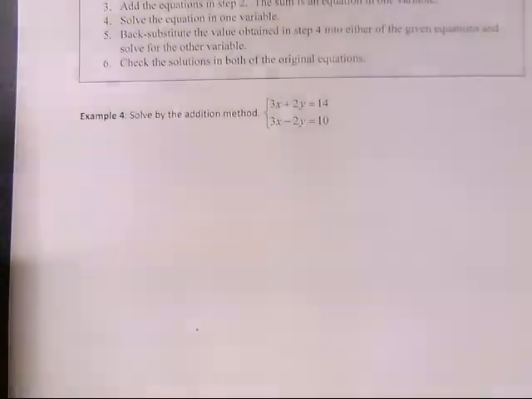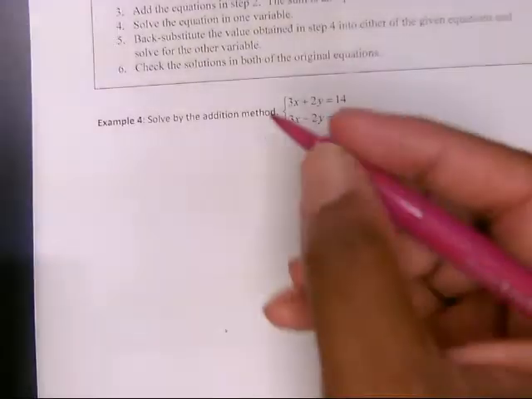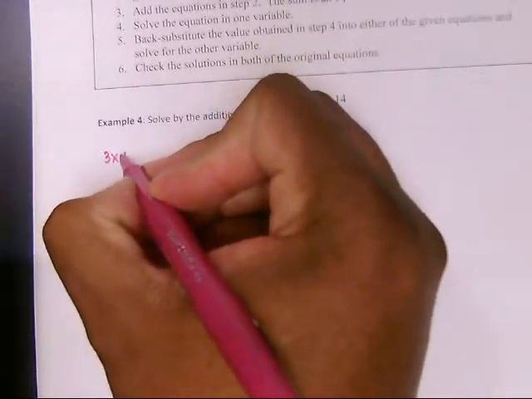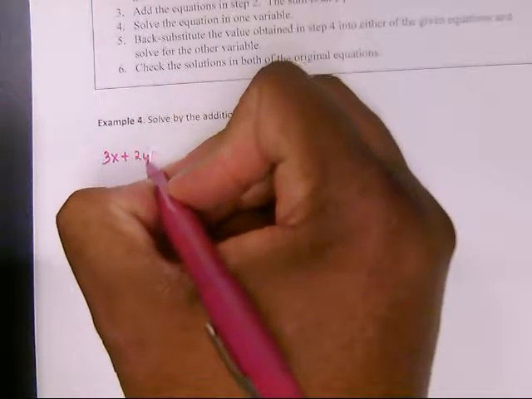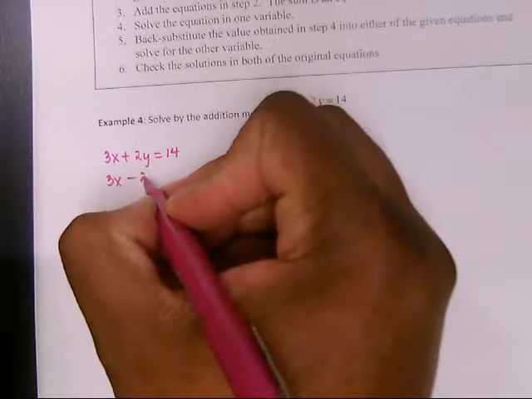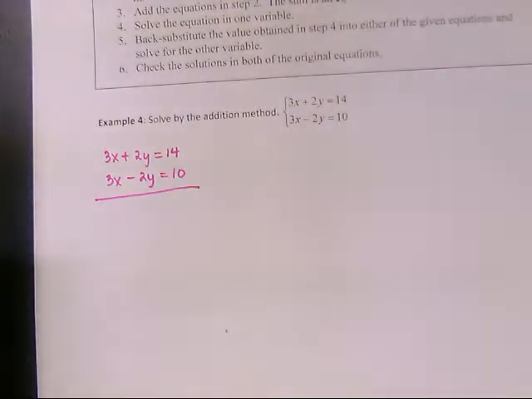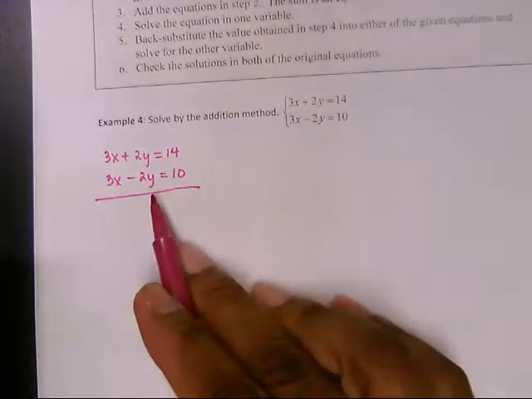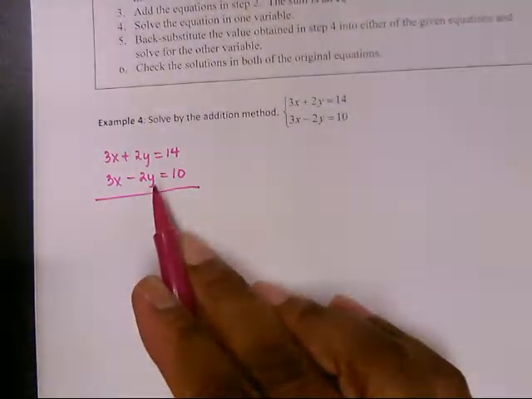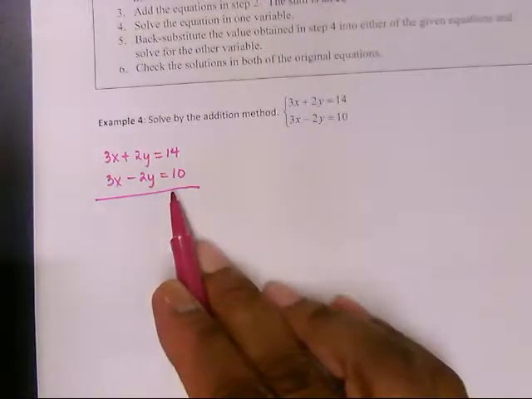Here we got 3x plus 2y is equal to 14 and 3x minus 2y equal to 10. And we're going to solve this one by the addition method. So I'm going to go ahead and rewrite these. 3x plus 2y is equal to 14. 3x minus 2y equal to 10. All right, in this case, they're both in the form of ax plus by equal to c, where the x and the y are on the left side and the constants are on the right side of the equal sign.